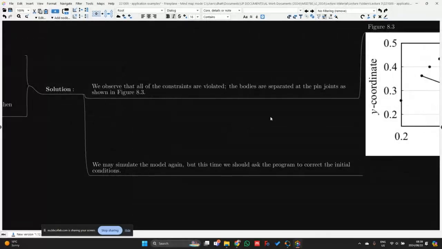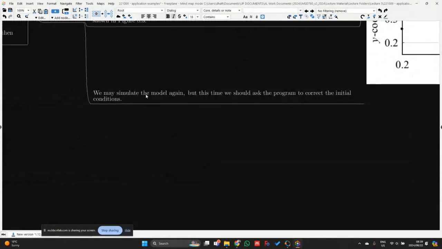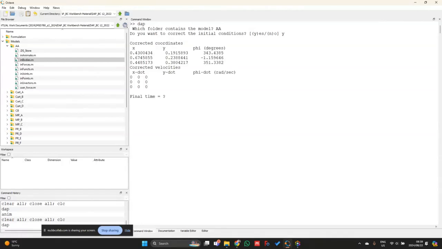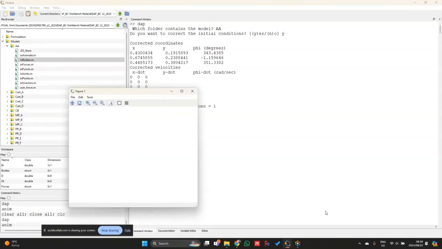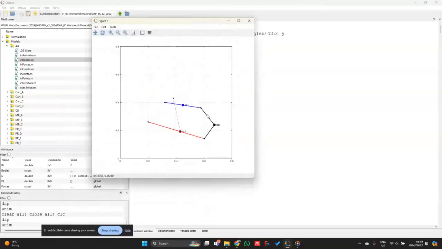The bodies are separated at the pin joints, and we see this also in this figure 8.3 that we have over here. We may simulate the model again, but this time we should ask the program to correct the initial conditions. So if I do that, I'm just going to run DAP AA, and now I'm going to correct the initial conditions. If I still use a final time now of 0, and I go to anim, then you'll see that now I actually have a system that is connected over here.